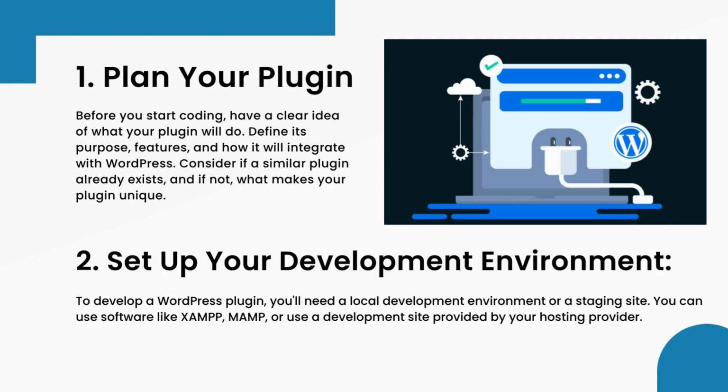2. Set up your development environment. To develop a WordPress plugin, you'll need a local development environment or a staging site. You can use software like XAMPP, MAMP, or use a development site provided by your hosting provider.